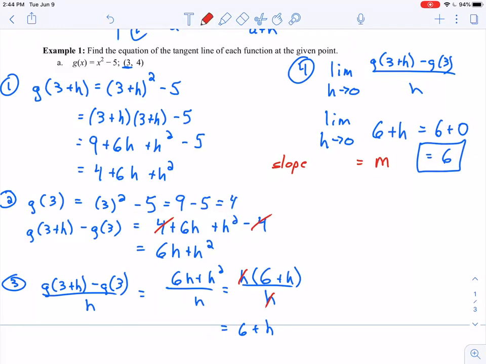We have our point, right? Think back to what we wanted to do. We wanted to find the equation of the tangent line. So I have my point. I have my slope. I have everything I need. I can go write the equation of this line. So let me do that right here.